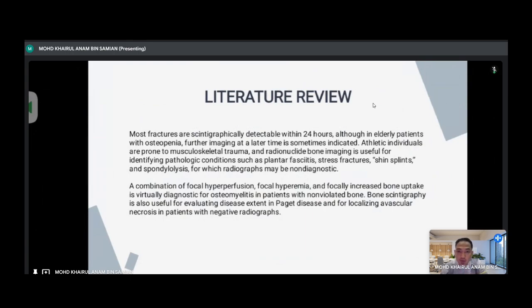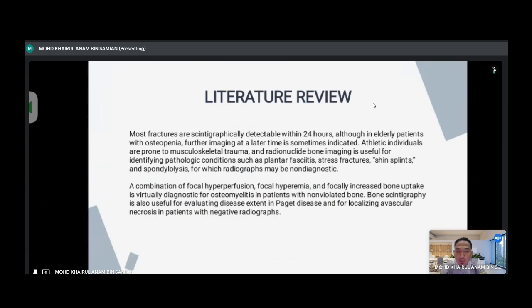Most fractures are scintigraphically detectable within 24 hours, although in elderly patients with osteopenia, further imaging at a later time is sometimes indicated. Athletic individuals are prone to musculoskeletal trauma, and radionuclide bone imaging is useful for identifying pathologic conditions such as plantar fasciitis, stress fracture, shin splints, and spondylosis, for which radiograph may be non-diagnostic.